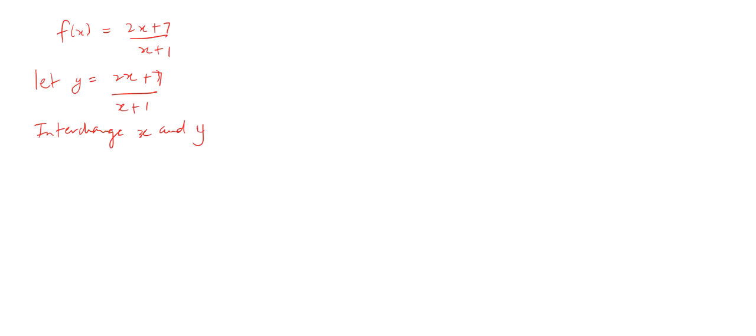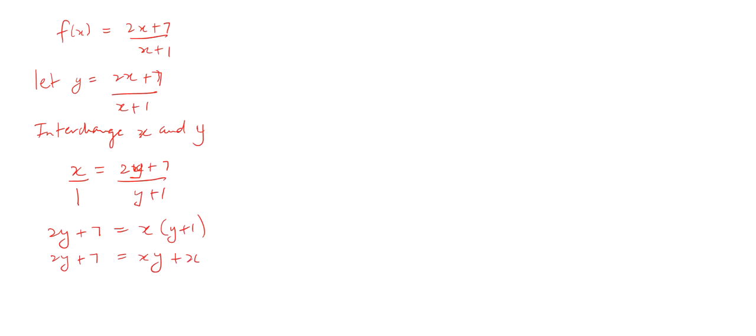Now in an exam, you should write down these steps, just in case you make a mistake. You can still be awarded some marks. So you're going to have x is equal to (2y plus 7) over (y plus 1). Whenever you have something like this, you need to cross multiply. So we end up with 2y plus 7 is equal to x into (y plus 1). So 2y plus 7 is equal to xy plus x, because we did this.